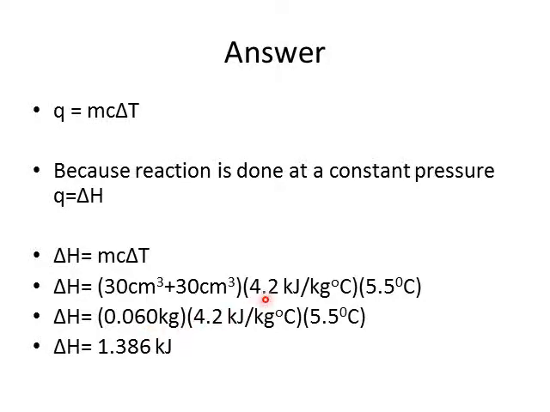I need the specific heat capacity of that reaction mixture, which is mostly water. The specific heat capacity of water is 4.2 kilojoules per kilogram degrees C. The temperature change we were told was 5.5 degrees C. So my calculation should be 0.06 times 4.2 times 5.5. And delta H is equal to 1.386 kilojoules.